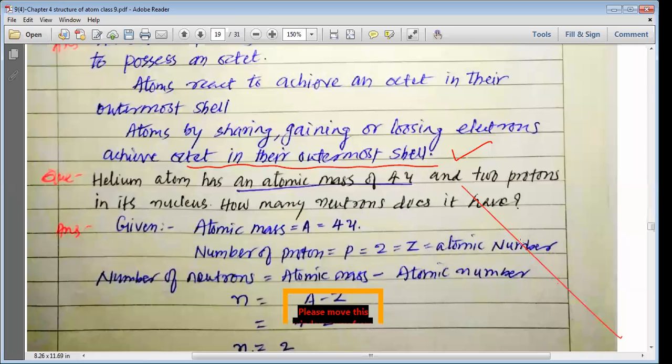Someone has drawn a line, please remove it. I think it was Krishna who has done it. Krishna, please remove it. I cannot remove it.